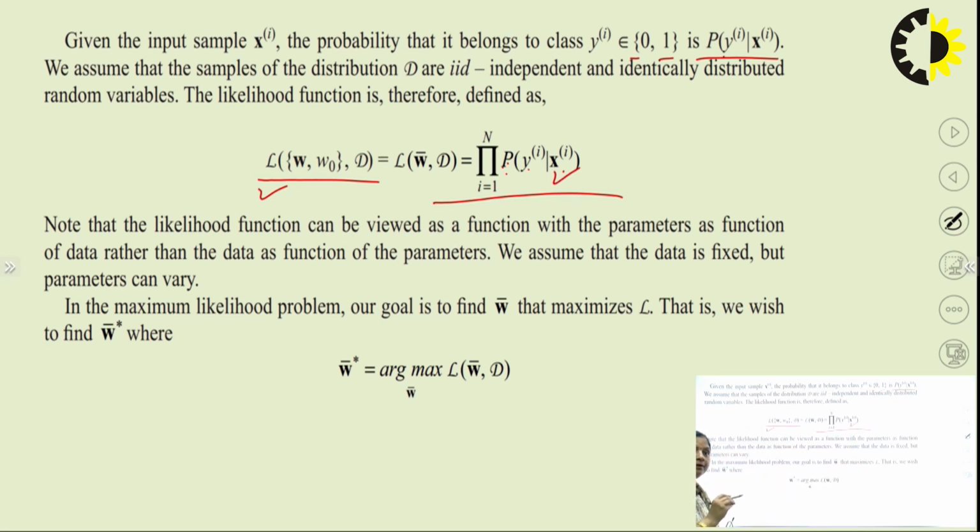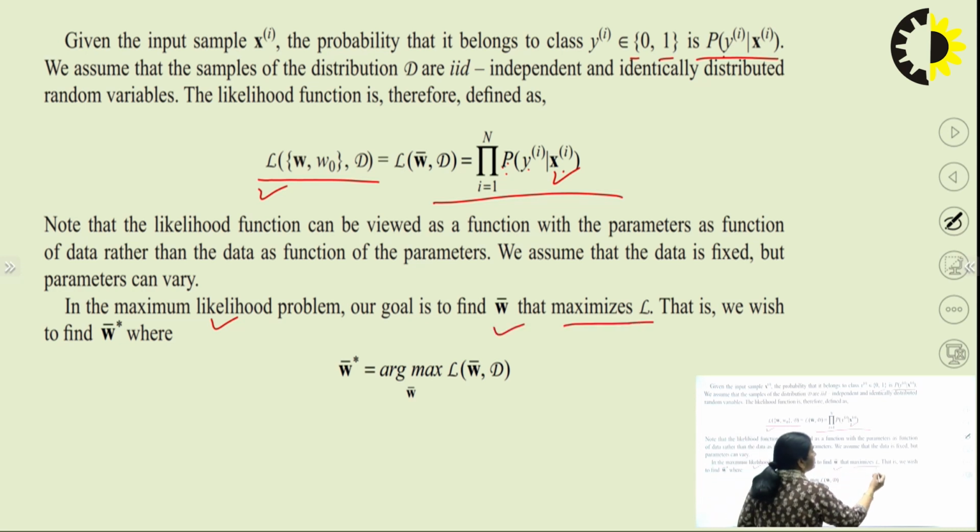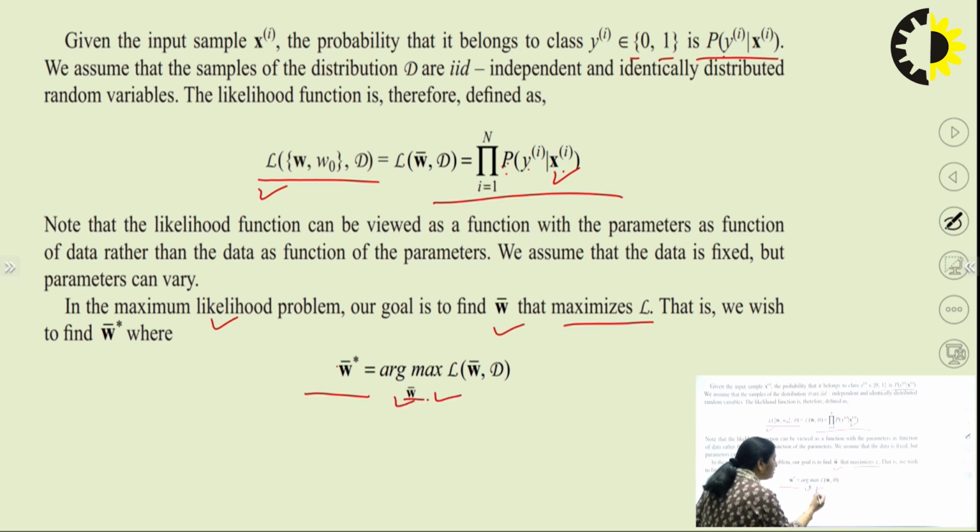And then we try to find the maximum likelihood. So what is our goal? Our goal is to find that set of parameters that maximizes L. What we try to find is W bar star, the argument, that set of parameters which maximizes this likelihood. This is our use of maximum likelihood in logistic regression.